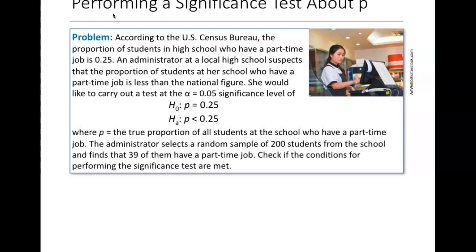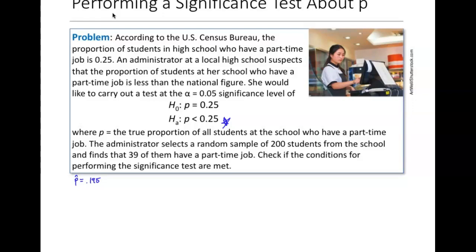And then the alternative that she's looking for evidence of would be that p is less than 0.25. The administrator selects a random sample of 200 students from the school and finds that 39 of them have a part-time job. Check if the conditions for performing a significance test are met. So 39 out of 200 is 0.195. So the p hat she gets from her sample is 0.195. So there's at least evidence in her sample that her alternative hypothesis might be true, right?